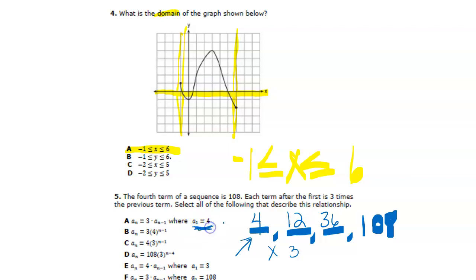Don't worry about the other parts. Is A sub 1 4? Yes, my first term is 4, so A is correct. Let's look at other answer choices. So E and F also say where A sub 1 equals.